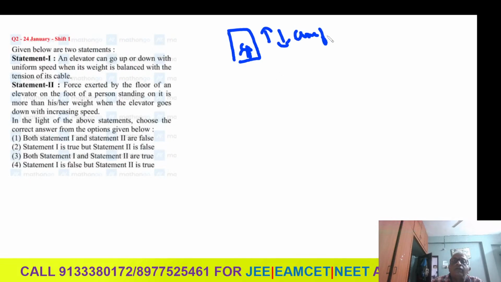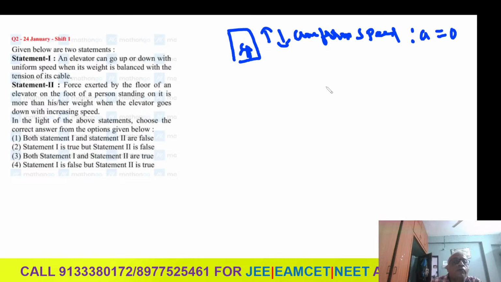Next, there is a theory question. You know elevator, lift. An elevator can go up or down with uniform speed. An elevator is there and a person is standing here. Uniform speed means acceleration is 0.